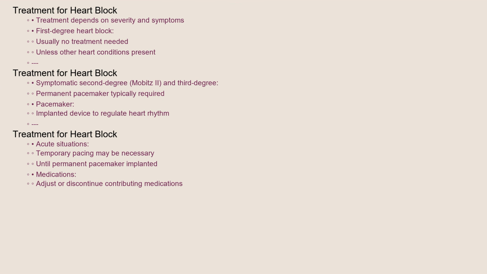Treatment for heart block depends on the severity of the condition and the presence of symptoms. First-degree heart block usually requires no treatment, unless the patient has other underlying heart conditions. Symptomatic second-degree heart block, particularly Mobitz type II, and third-degree heart block typically require a permanent pacemaker. A pacemaker is a small electronic device implanted under the skin that delivers electrical impulses to regulate the heart's rhythm. In acute situations, temporary pacing may be necessary until a permanent pacemaker can be implanted. Medications that may be contributing to the heart block should also be adjusted or discontinued.